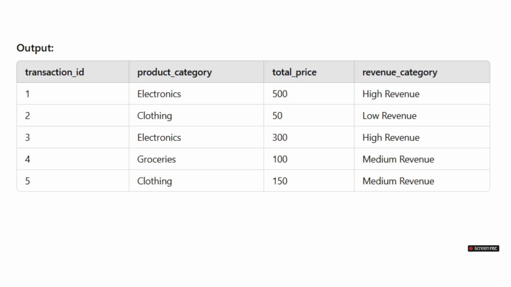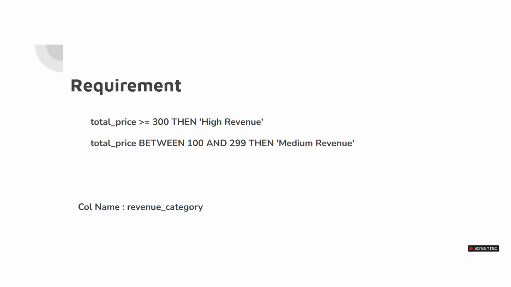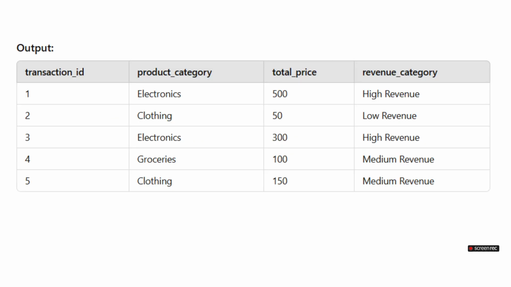Okay. So this is the output table. Here we have transaction ID, product category, total price, revenue category. So that revenue category should be based on the total price. If it is greater than or equal to 300, then it should display high revenue. If it is between 100 and 299, then it should display medium revenue, friends. Okay. Now we are going to see this in the demo.